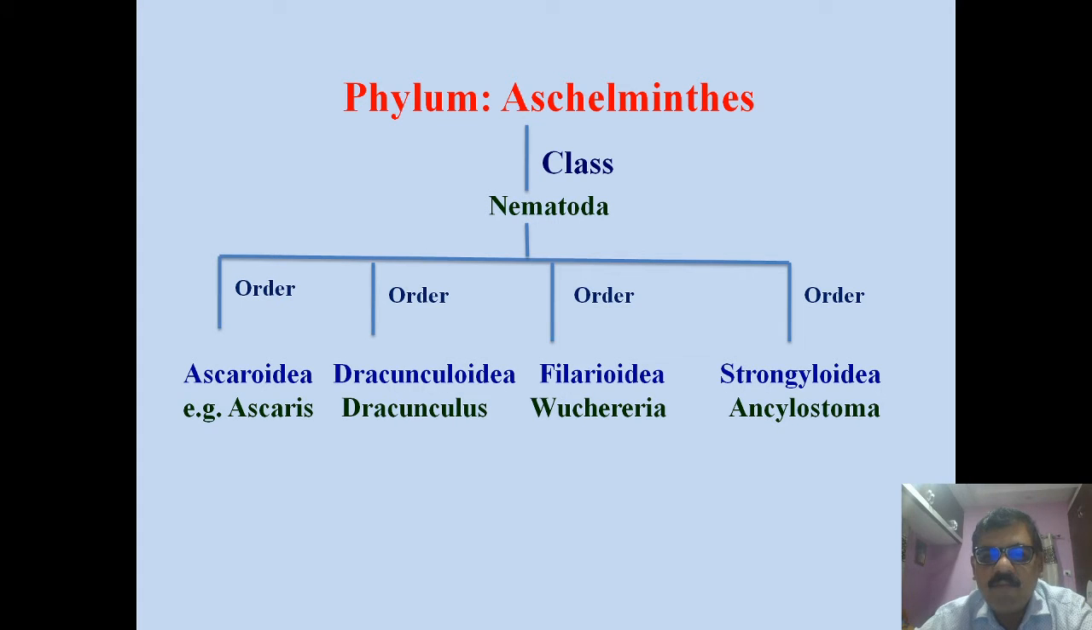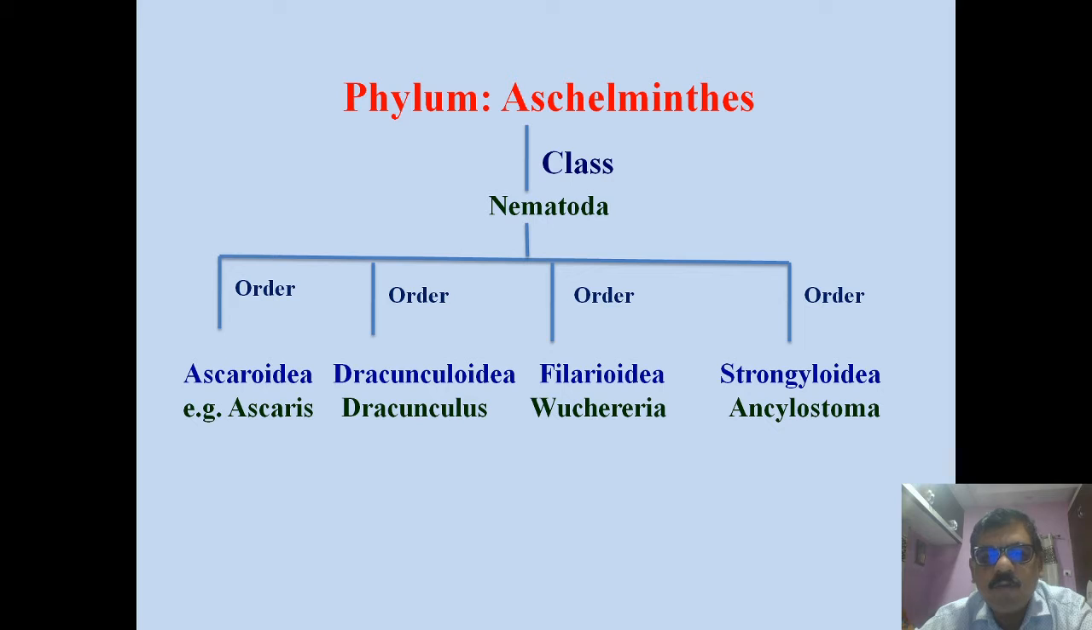Now the classification. This phylum Aschelminthes has a small class, the nematodes, which we call the roundworms. We will discuss four examples from four orders of the Nematoda. The first is order Ascaroidea, the second is Dracunculoidea, the third is Phileroidea, and the fourth is Strongyloidea.